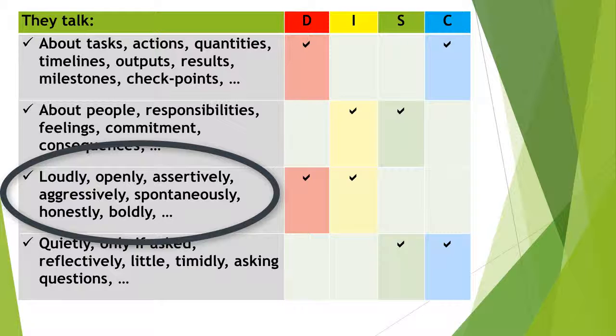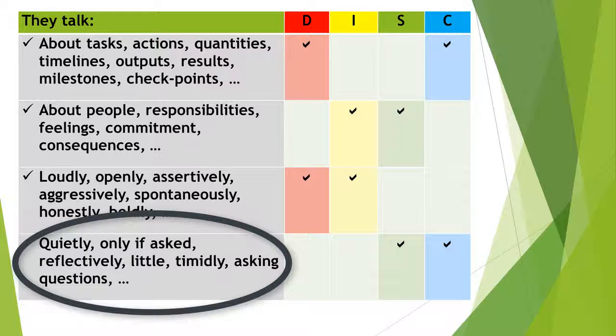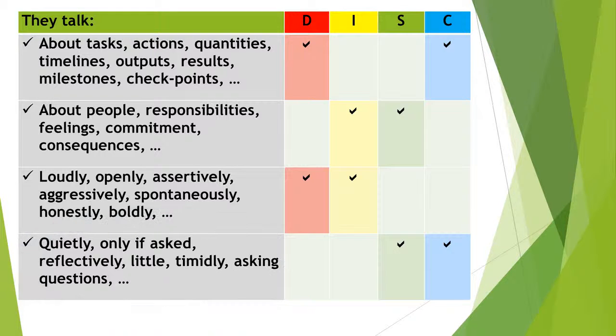Those with a D or an I style are more direct, so will typically speak loudly, openly, assertively, sometimes aggressively or spontaneously, honestly and boldly. And those with an S or a C style are more indirect. They'll speak more quietly, only if asked, reflectively, little and timidly, and perhaps ask questions.